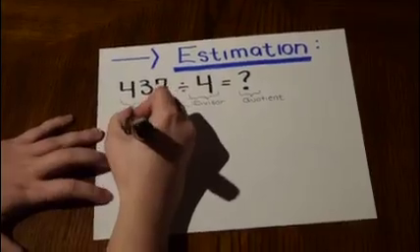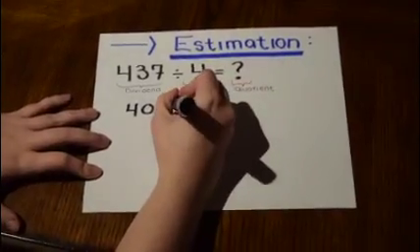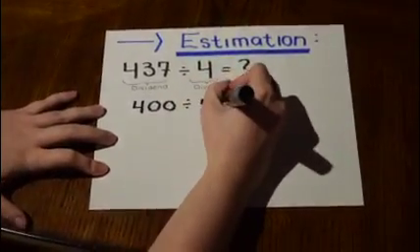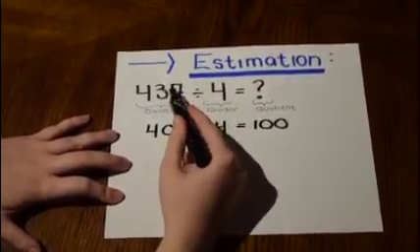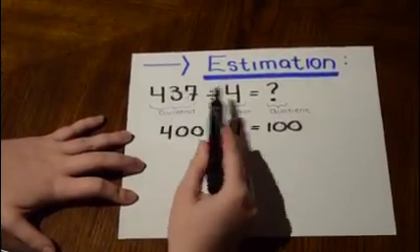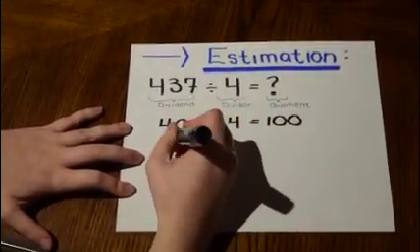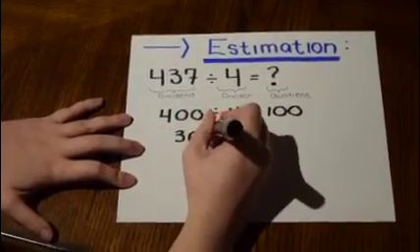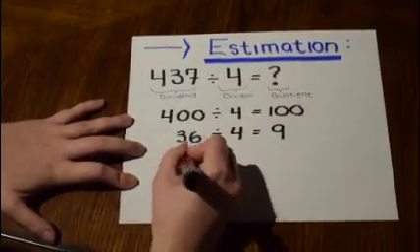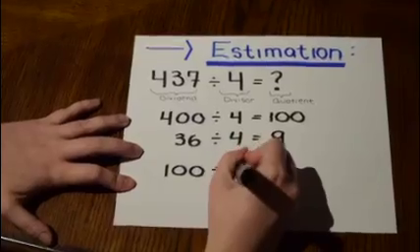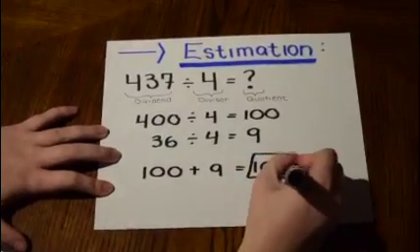So I'm going to put 437 into 400, and then we're going to divide 400 by 4, which will be 100. And then I know I have 37 left, and I know that 4 doesn't go into 37 equally, so I know 9 times 4 is 36, so I'll go 36 divided by 4 equals 9. And to get an estimation, I will add 100 plus 9, which equals 109. And 109 will be my estimation.